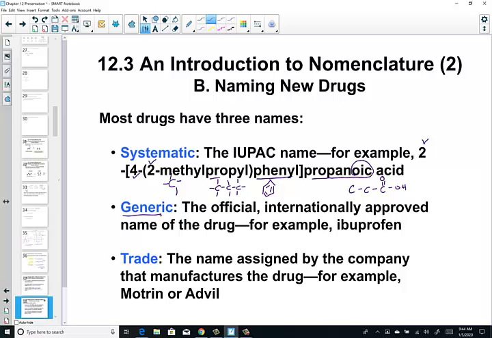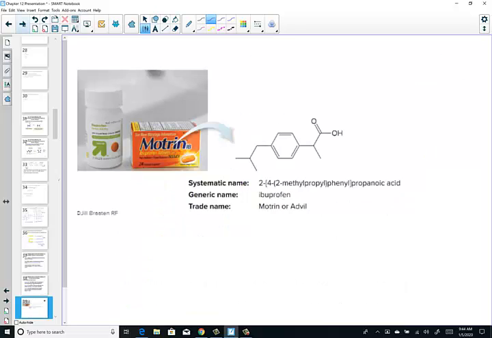For example, ibuprofen. So in the trade world, we will hear it as Motrin or Advil, coming from the actual company that manufactures the drug. So Bayer, for example, might be manufacturing Motrin under the generic name ibuprofen, under the systematic name of 2-[4-(2-methylpropyl)phenyl]propanoic acid. That gives you an idea of what that means.